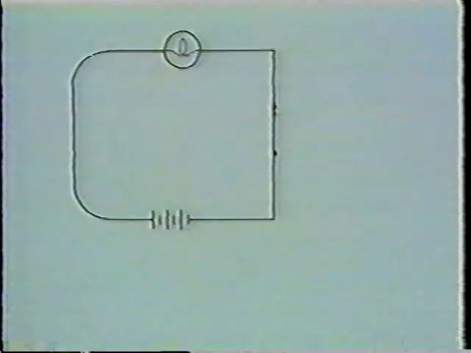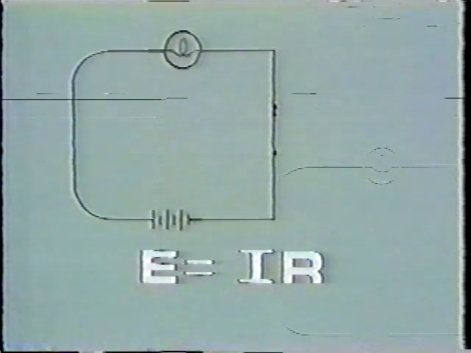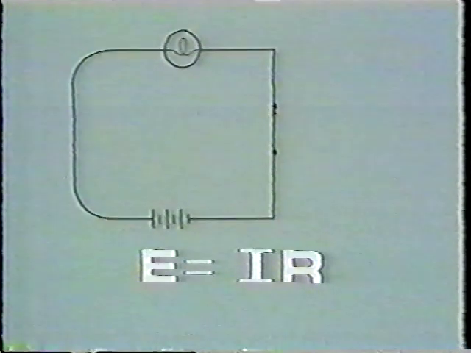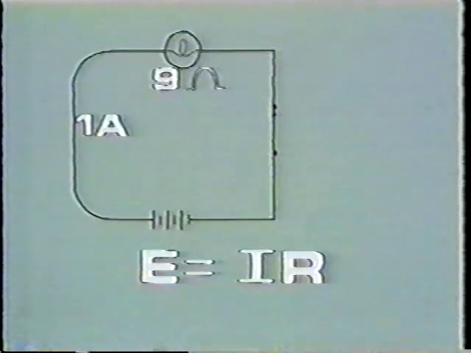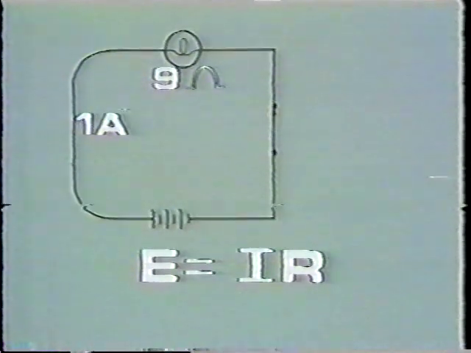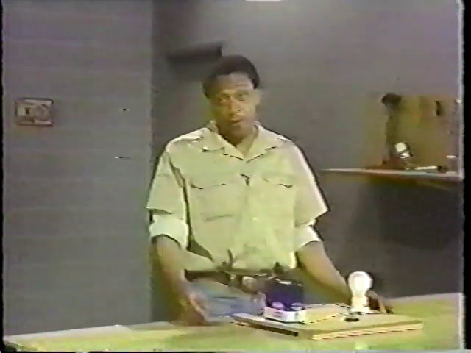We'll manipulate the formula again to solve for voltage. E equals I times R. Let's say current is still 1 amp and resistance is 9 ohms. E equals 1 times 9. The battery in the circuit's got to be 9 volts. Well, that's how you solve for one quantity if you know 2 out of 3.